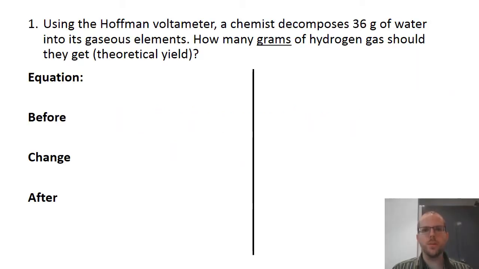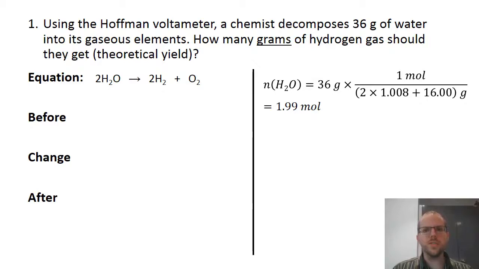So the first one, we have using the Hoffman voltameter, a chemist decomposes 36 grams of water into its gaseous elements, which would be hydrogen and oxygen. How many grams of hydrogen gas should they get, which is what we call the theoretical yield? So the first thing that we have to start with is an equation. So we have 2 molecules of water decomposing into 2 molecules of hydrogen and 1 molecule of oxygen gas.